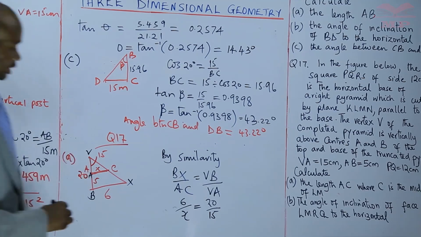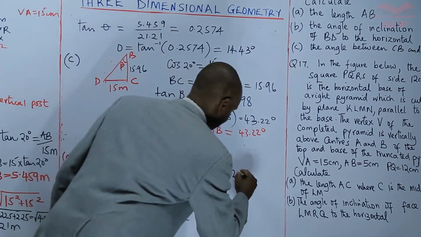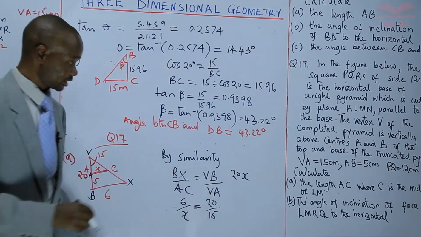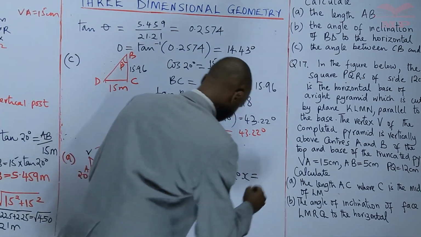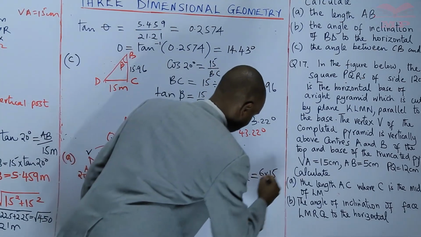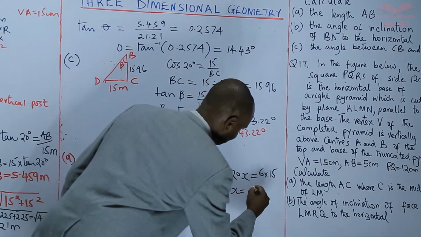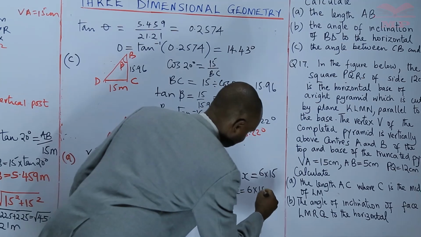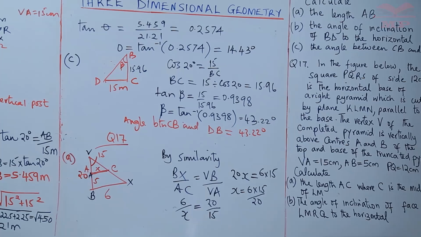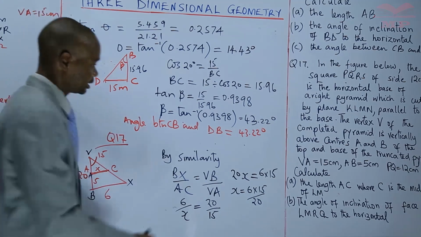So by cross multiplication, 20 times x will give me 6 times 15. So the value of x will be 6 times 15 divided by 20. 6 multiplied by 15 divided by 20.